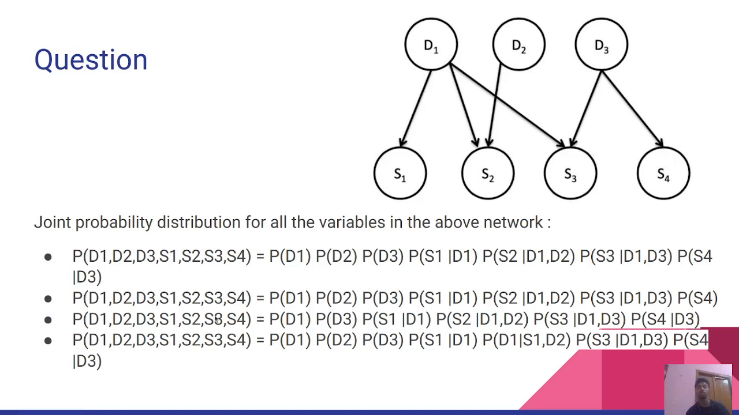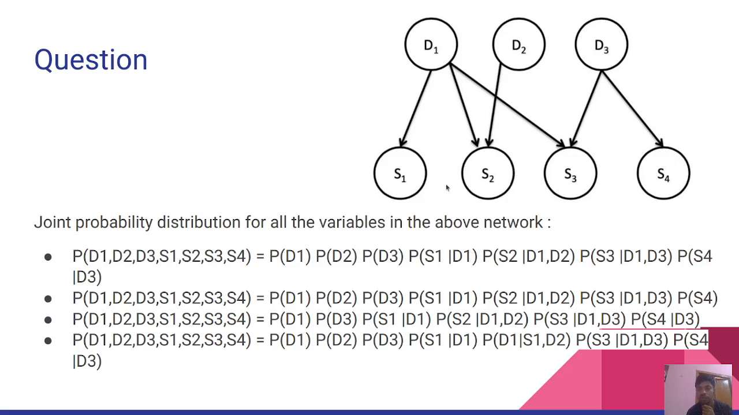We have P of, now we have these three options left, P of A, B and C. Okay, then let's go here, D1 to S1. So S1 is dependent only upon D1, right? So P of S1 given D1, it is correct. S1 given D1, it is also correct. Okay, we still have three options left.